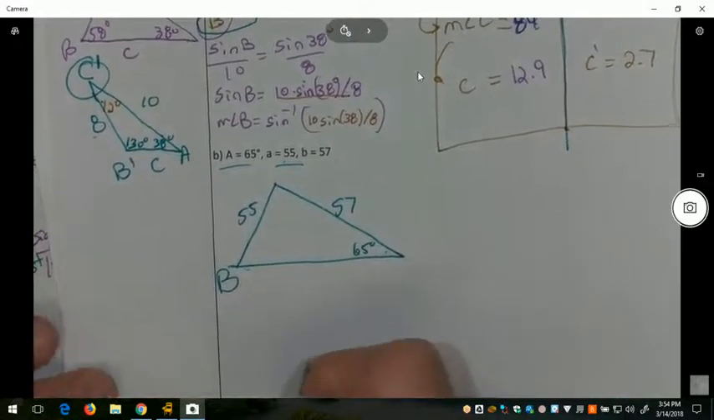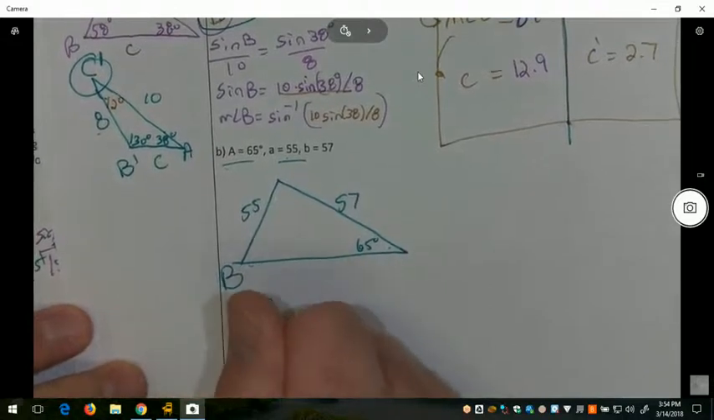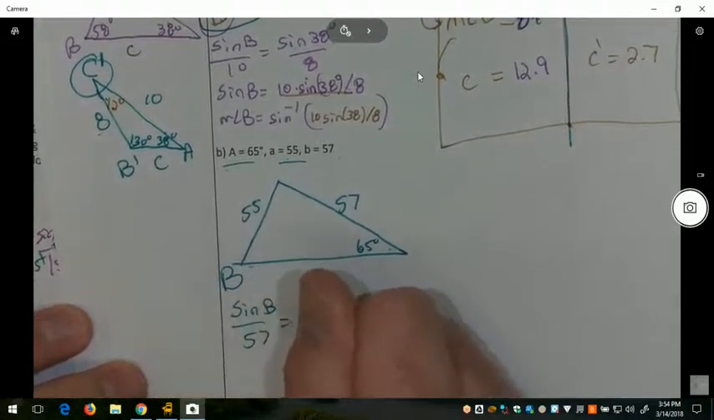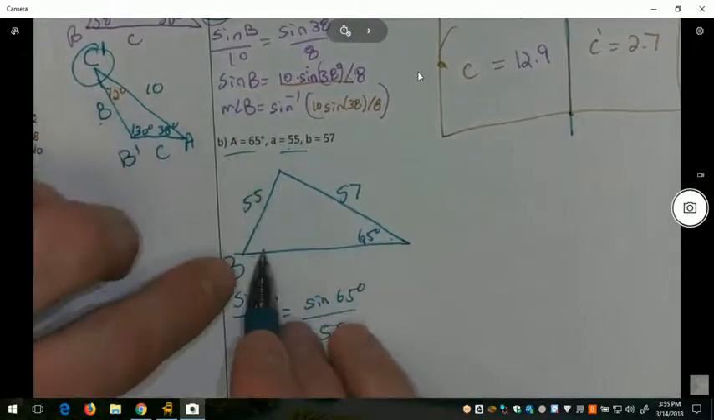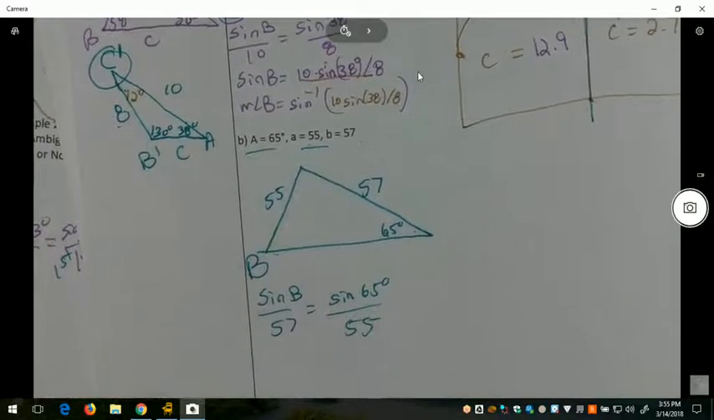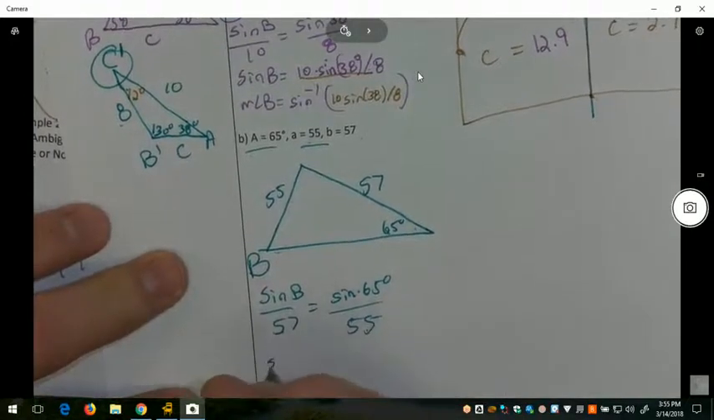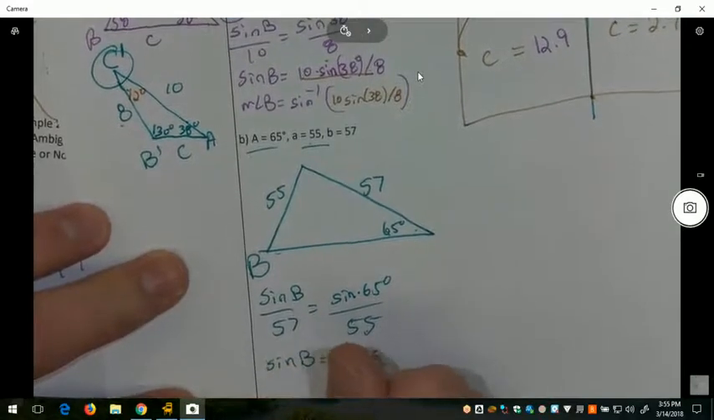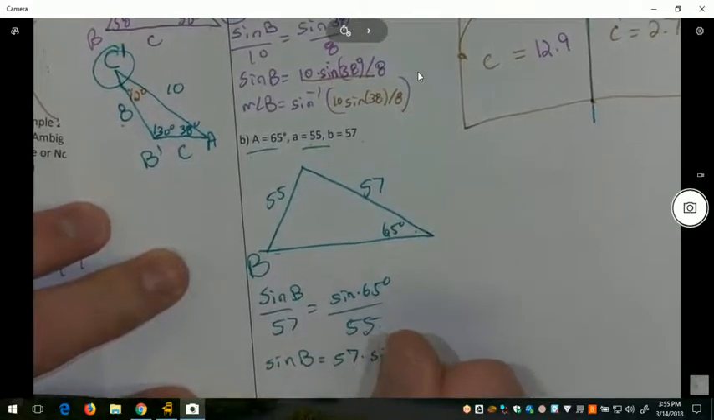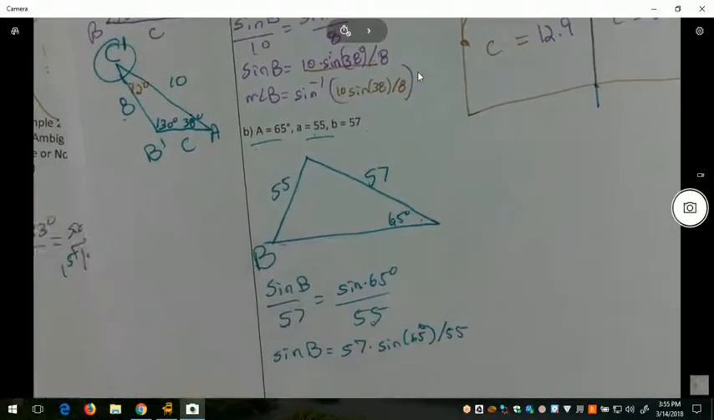So in this particular triangle, sine of B over 57 equals sine of 65 degrees over 55. Angle over opposite side, sine of the angle over the opposite side. To solve for B, I'm going to multiply this. This will be divided by 55. So sine of B equals 57 times sine of 65 divided by 55. And that's 65 degrees.